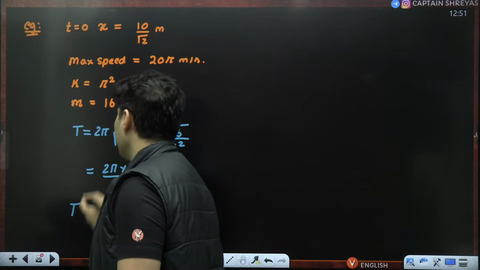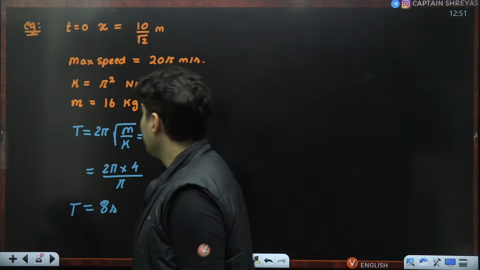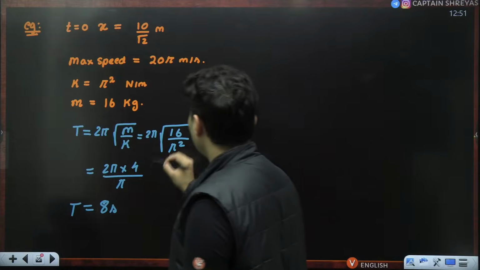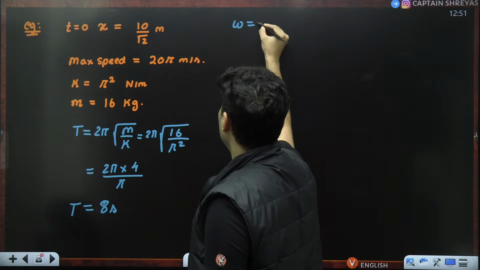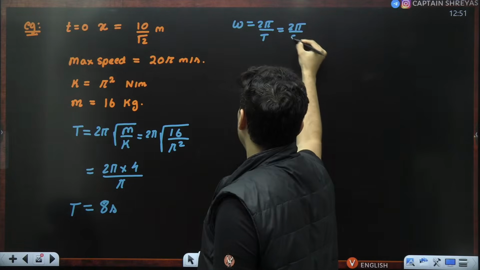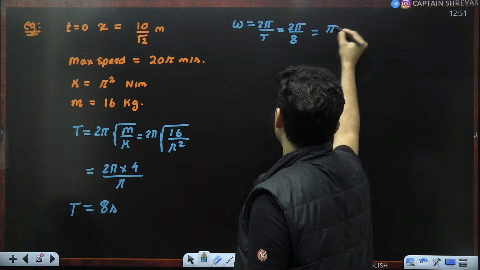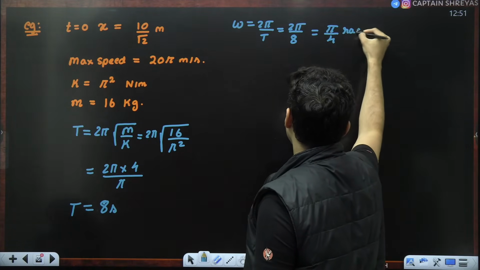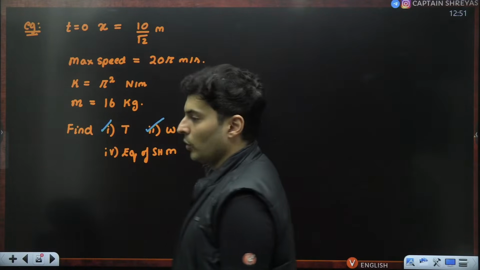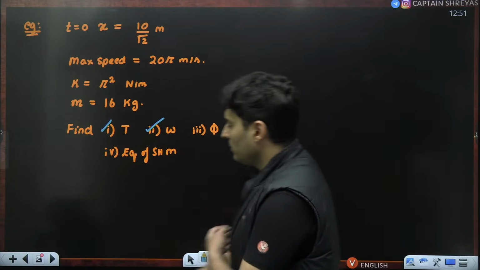So the time period is 8 seconds, so we can easily get that part. So time is easily done. Omega also we can easily get. Omega will be 2 pi divided by time period. So 2 pi divided by 8. So it will be basically pi by 4 radian per second. So omega also we have obtained.